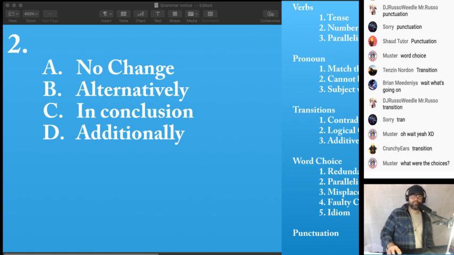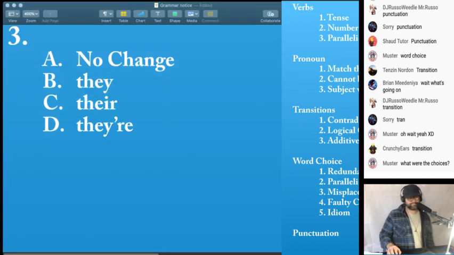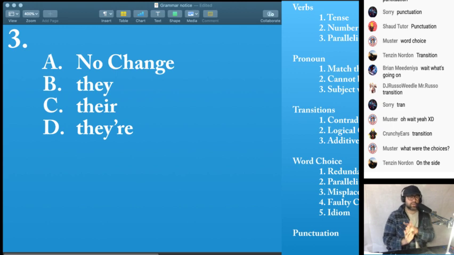Cool. Number 3, what is being tested here? It's good to know, because if you were to think it was word choice and you're looking for redundancies, parallelism, misplaced modifiers, that's so many things to look at, and none of those things are what the question's asking. So it's super important to be able to zero in on what you need to be looking at in the question. All right, so number 3, what do you guys got for this one?